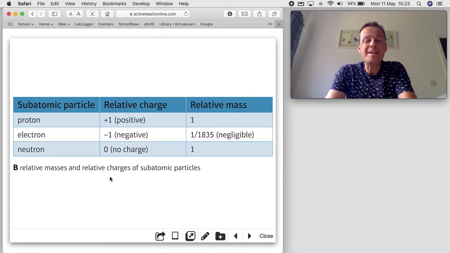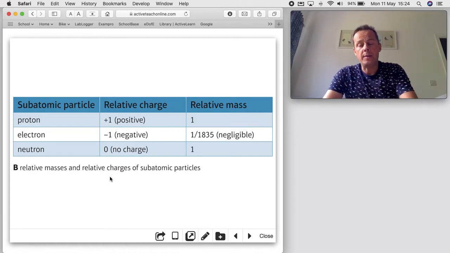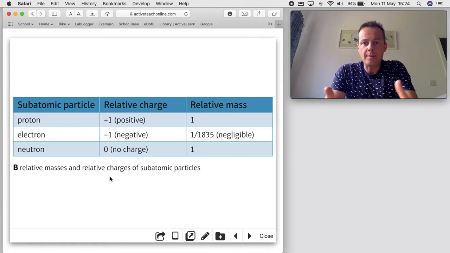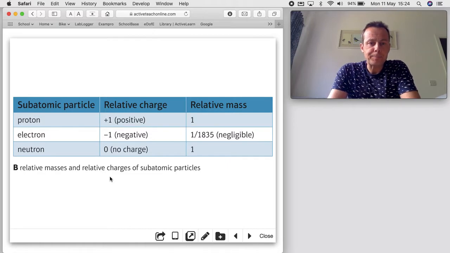Electrons have a negative charge. As well as that, they have a negligible mass. So they have an almost unmeasurable mass. It is very, very, very light. Again, in class we talked about the way of remembering that: the electrons are whizzing, they're flying around the outside of the nucleus, so they'll need to be light.